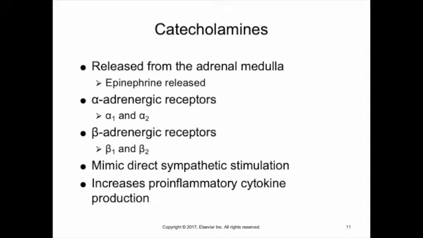Catecholamines can modulate immune responses through their effects on the immune systems by mimicking a direct sympathetic stimulation of that immune cell. And this can lead to increased pro-inflammatory cytokine production. Our catecholamines enhance the production of pro-inflammatory cytokines. And remember, the pro-inflammatory cytokines were interleukin 6, for instance, tumor necrosis factor alpha. This can contribute to inflammation and immune activation.